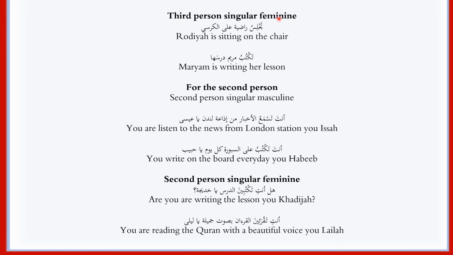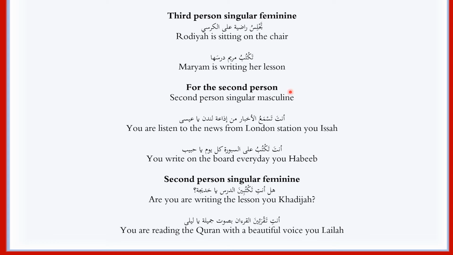Third person singular feminine. تجلس راضية على الكرسي. Radia is sitting on the chair. تكتب مريم درسها. Maryam is writing her lesson. You see that in the first two examples, ta is joined to the beginning of the fi'l mudari, which makes it for singular feminine for the third person. That is, if ta is joined to the beginning of the fi'l mudari and nothing is joined to the end of the fi'l mudari, then it is for singular feminine for the third person.